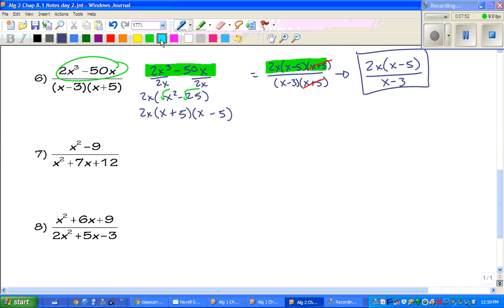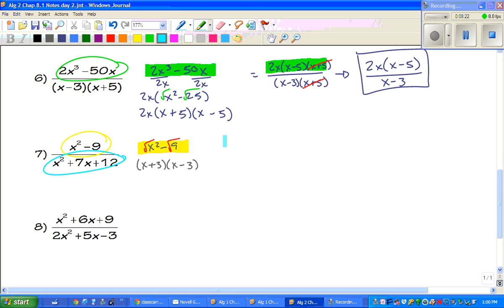All right, now we're getting to some fun ones. All right, so we have x squared minus 9. Okay, that is the difference of two squares, which means we have x, and the square root of 9 is 3, and remember that one's a plus and one's a minus.